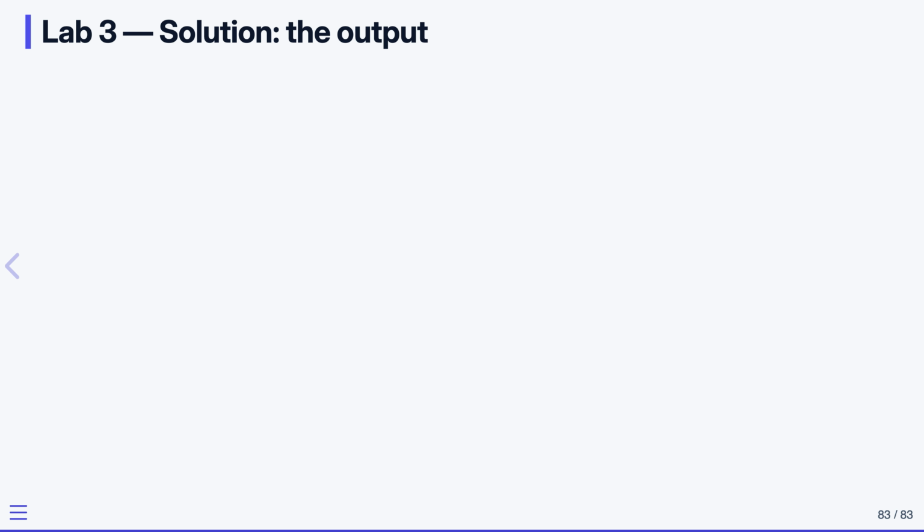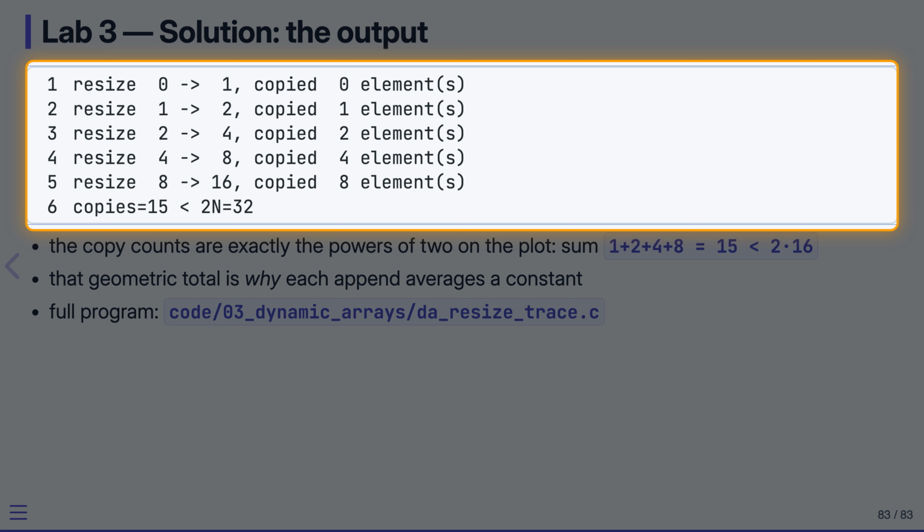Now let's run it and read the output. Look at the output. The copies are 0, 1, 2, 4, and 8, the same powers of 2 we saw on the plot. Their sum is 15, which is less than 2 times 16, which is 32. That geometric total is why each append averages a constant.